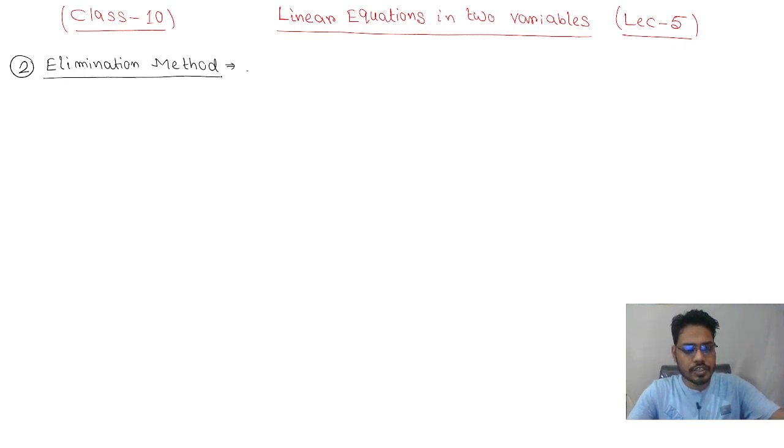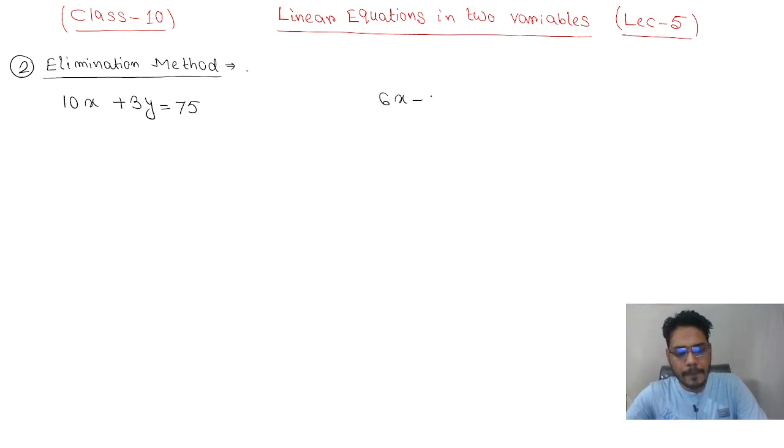So what is the elimination method? First, for example, if two equations are given, 10x plus 3y is equal to 75. That is equation number 1. And the second equation is 6x minus 5y is equal to 11. That is equation number 2.